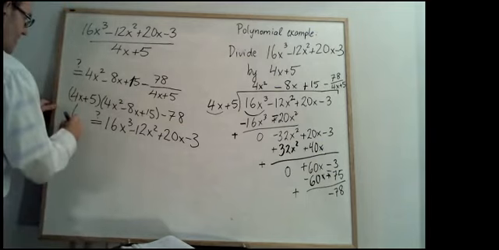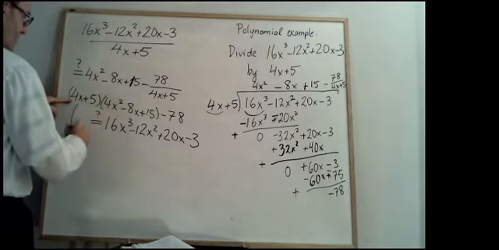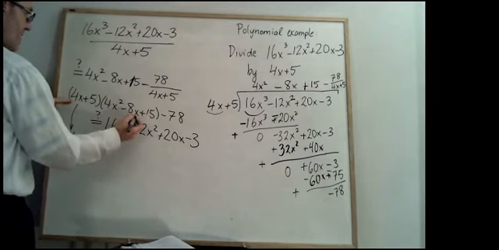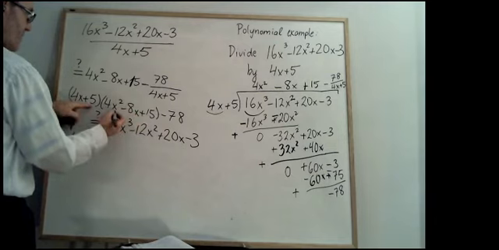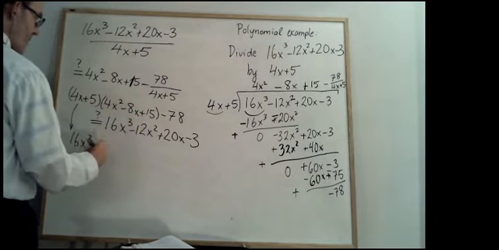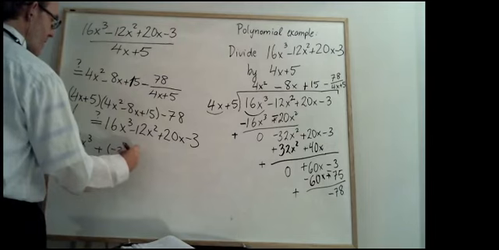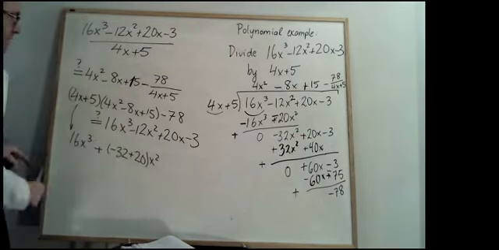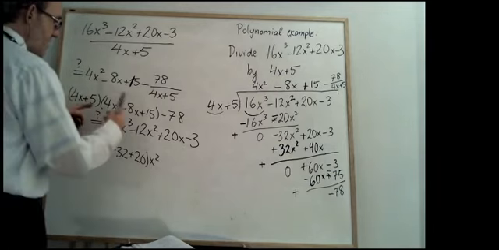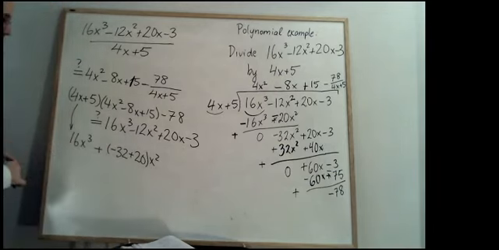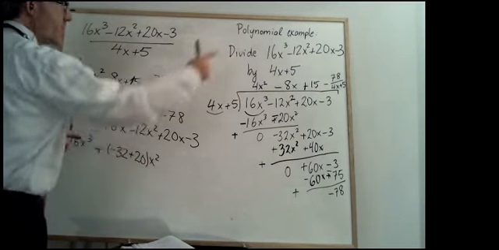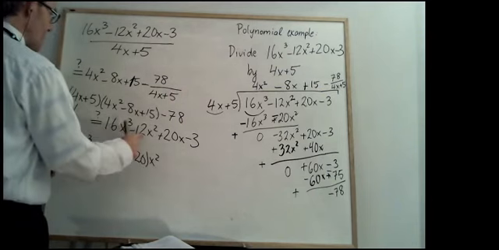So I go ahead, and 4x times 4x squared is 16x cubed, minus 32x squared plus 20x squared. Okay, so I'll do it separately just to make it a little more clear, but I could actually do that in my head. And that's minus 12x squared, which corresponds so far to the answer.